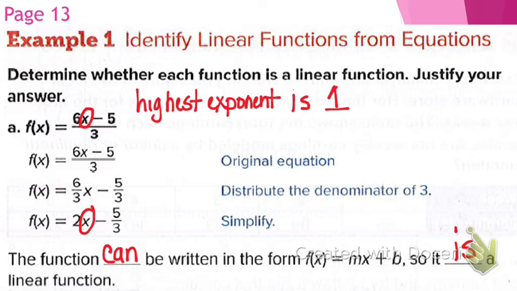So looking at an equation, you're going to look at your exponents. If you see an exponent higher than 1, it's not linear. That means that graph is going to have a curve in it. It's not straight. Linear functions have to be straight. Nonlinear functions have a curve. Any questions?